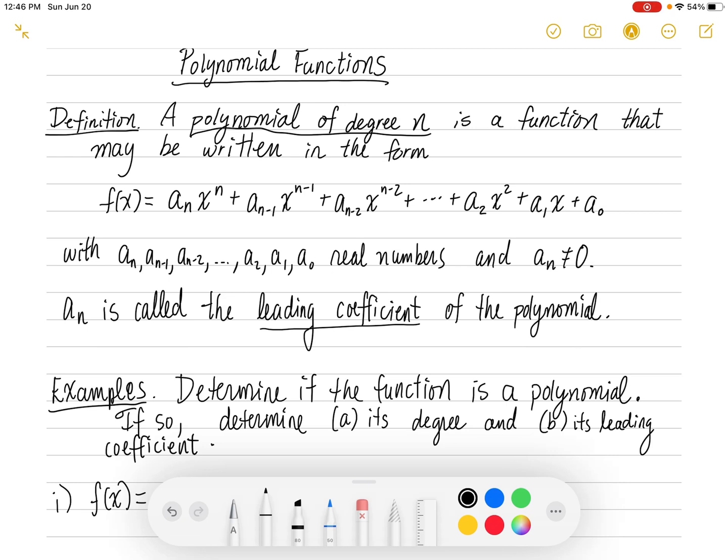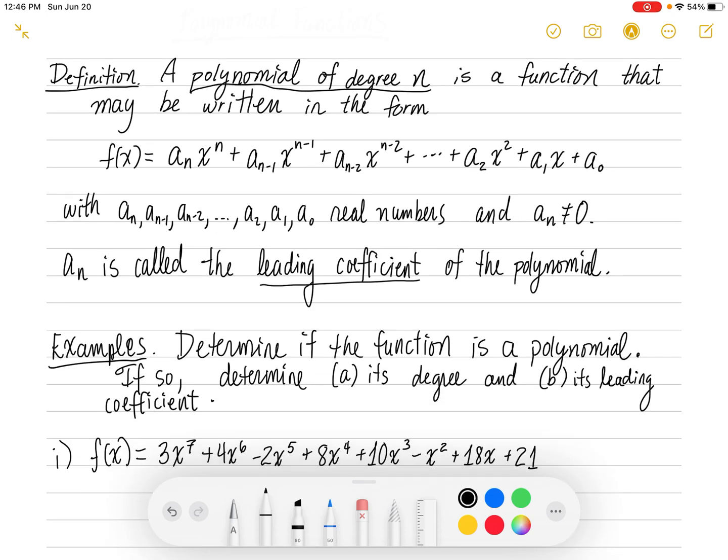So a polynomial of degree n is a function that may be written in the following form. f of x is the symbol we're using for the function. a_n x to the n plus a_(n-1) x to the n minus 1 plus a_(n-2) x to the n minus 2 plus so on and so forth, a_2 x squared, a_1 x plus a_0. So these numbers, these a numbers out front, I'm going to underline them in blue, these are what are called coefficients.